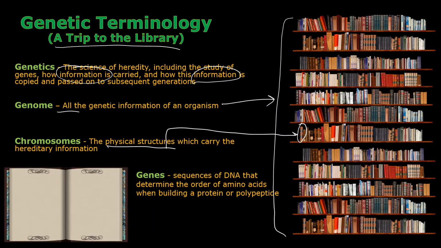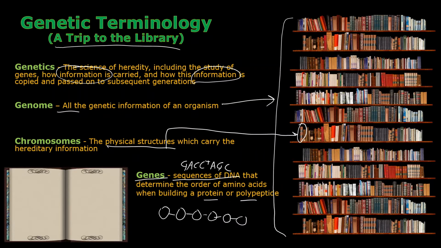So here's our book that's open, and now we can get to the next term, a gene, a sequence of DNA, and sometimes you'll see it written GACCTAGC. There, that's a sequence of DNA that determines the order of amino acids. And remember, when we're trying to build a protein or a polypeptide, which is what we're going to do here, we need a chain of amino acids linked by peptide bonds.